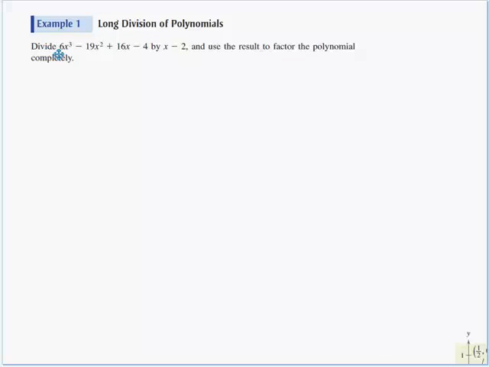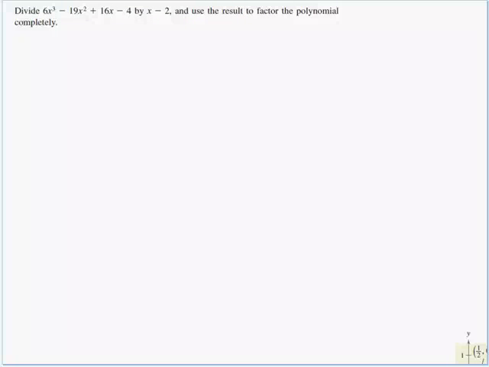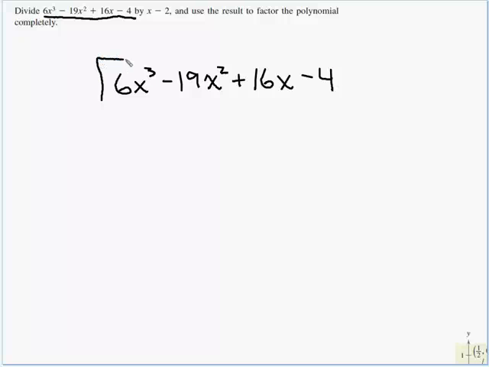So example 1, divide this given polynomial, the big one, by x minus 2. Use the result to factor the polynomial completely. So I'm going to give myself a little more room, I'm probably going to need it here. I'll write that out, 6x cubed minus 19x squared plus 16x minus 4. And I'm going to be dividing into that x minus 2.